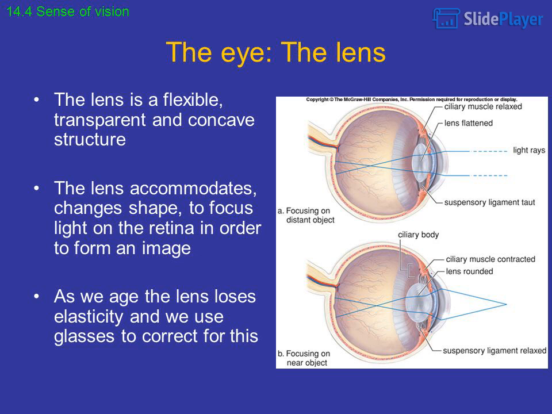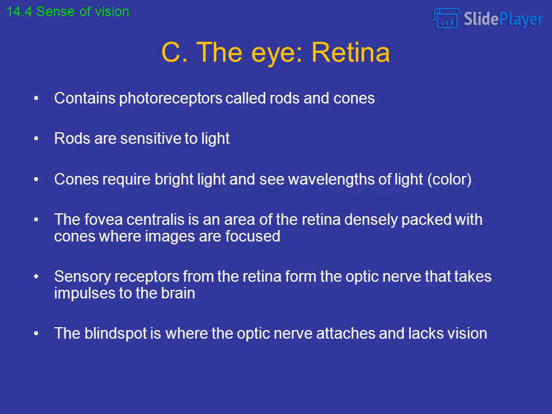The eye, the lens. The lens is a flexible, transparent and concave structure. The lens accommodates, changes shape, to focus light on the retina in order to form an image. As we age, the lens loses elasticity and we use glasses to correct for this. C. The eye, retina contains photoreceptors called rods and cones.